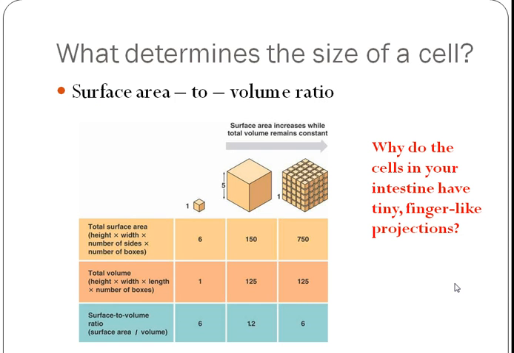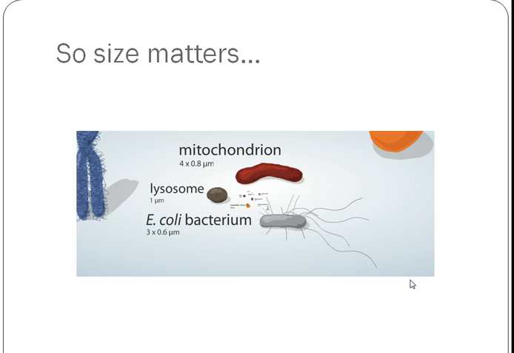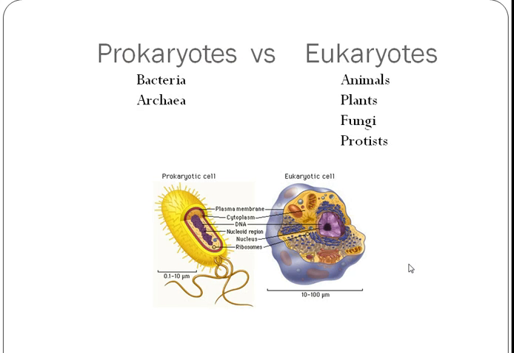So what determines the size of a cell? Well, surface area to volume ratio. It has to have enough surface area to that volume so that it can absorb everything it needs and get everything out. This big block, not enough surface area for this much volume. So how does our body make it better? Like the cells in our intestine, we have these tiny finger-like projections that come out of them, just making more surface area. We'll see that coming up again. So size does matter. I have a bad sense of humor.